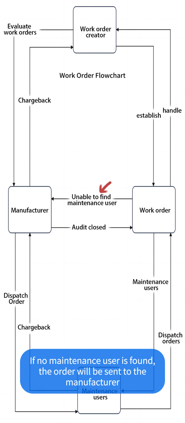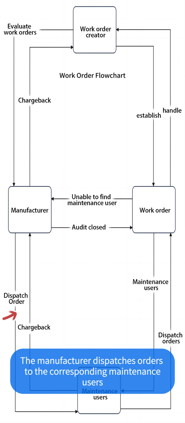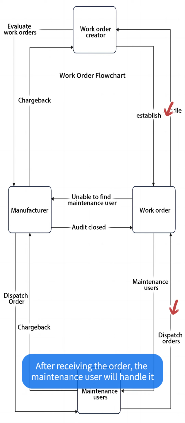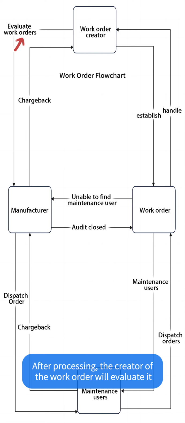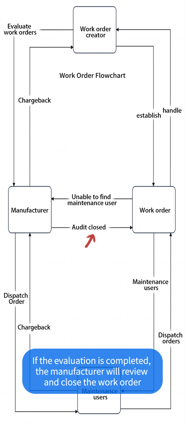If no maintenance user is found, the order will be sent to the manufacturer. The manufacturer dispatches orders to the corresponding maintenance users. After receiving the order, the maintenance user will handle it. After processing, the creator of the work order will evaluate it. If the evaluation is completed, the manufacturer will review and close the work order.